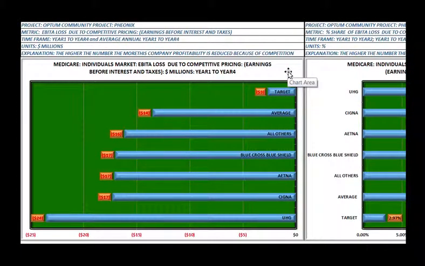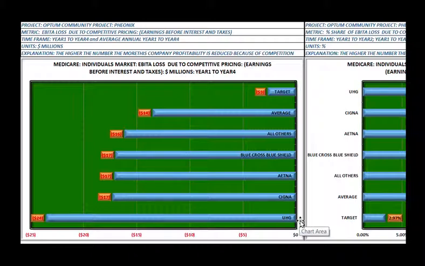The chart on the left-hand side of the screen shows, for each competitor, the projected loss in EBITA, earnings before interest and taxes, in millions of dollars as the result of the decline in unit selling prices caused by competitive reaction to projected losses in percent share of market. This chart, as we can see, is sorted in descending order of losses, so the companies least affected will show up at the top and those most negatively affected will show up at the bottom of the chart.